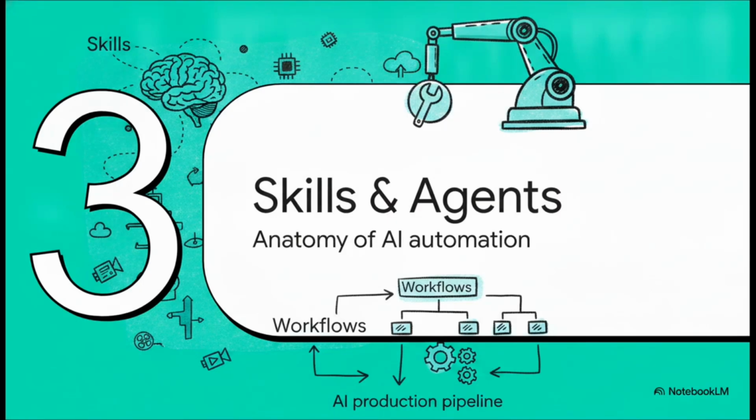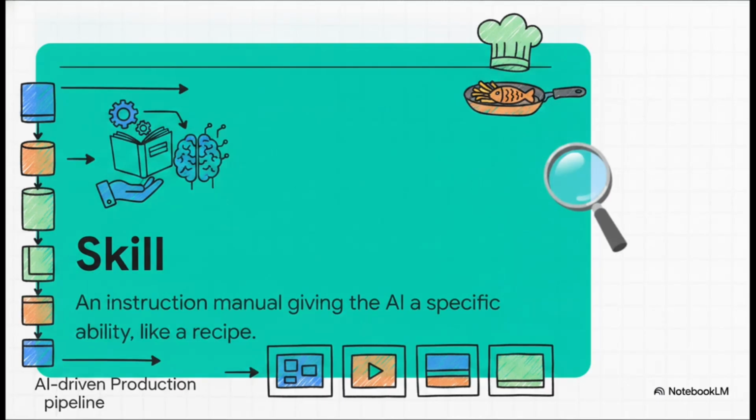Moving right along to Section 3, Skills, Agents, and Workflows, the Anatomy of AI Automation. Let's start with a skill. Think of a skill as an instruction manual that gives the AI a very specific ability it doesn't already have. One of our sources perfectly explained it like this. It's like handing a chef a recipe for fish and chips. The chef already knows how to cook, right? But the recipe tells them exactly how to execute this specific dish.